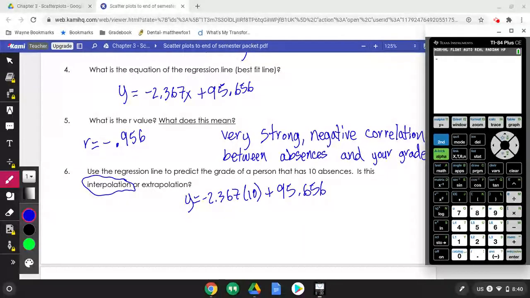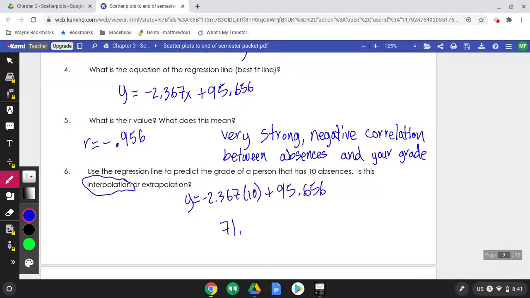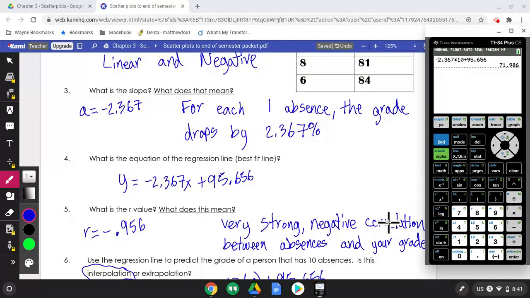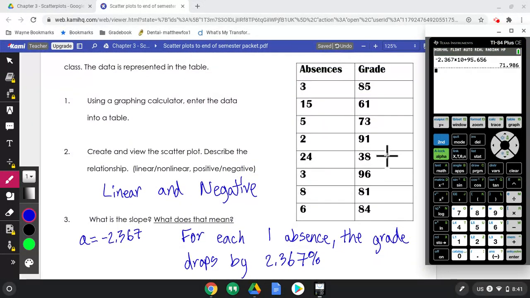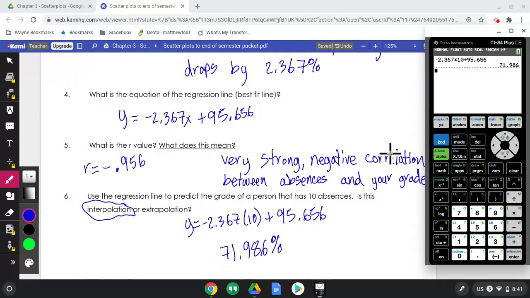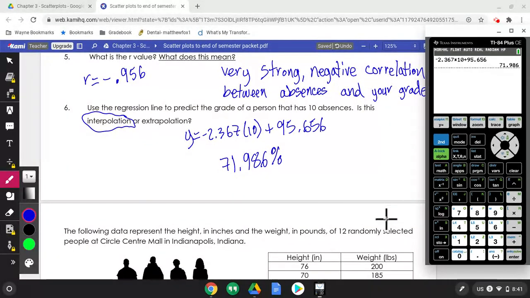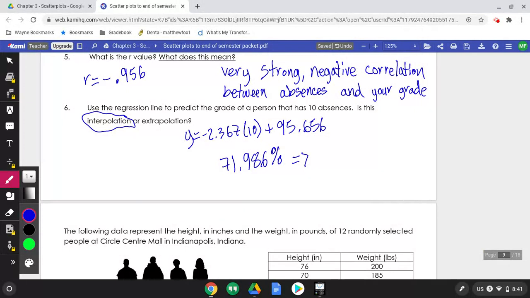And that gives us negative 2.367 times 10, plus 95.656. We hit enter, and if they miss 10 times, they would have a grade of 71.986%. Okay, sorry, my calculator went away. And if we look up here, the grade is always to the whole number, so we're just going to follow suit with the chart. We'll round this to the nearest whole number, which gives us 72% as our answer.